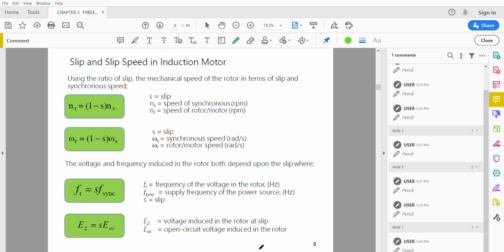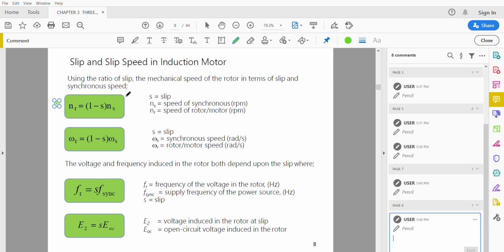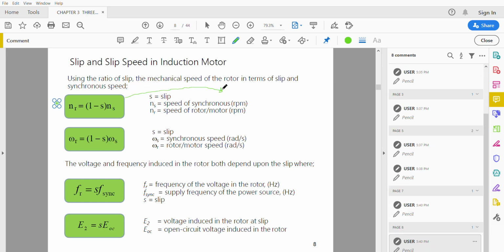Slip and slip speed in the induction motor continue. Using the ratio of slip, the mechanical speed of the rotor in terms of slip and synchronous speed can be written as this equation. This equation is manipulated from the equation previously, NS minus NR over NS. So I rearrange this formula, and thus I get this equation. You only need to memorize one formula, which is suitable for these two formulas.